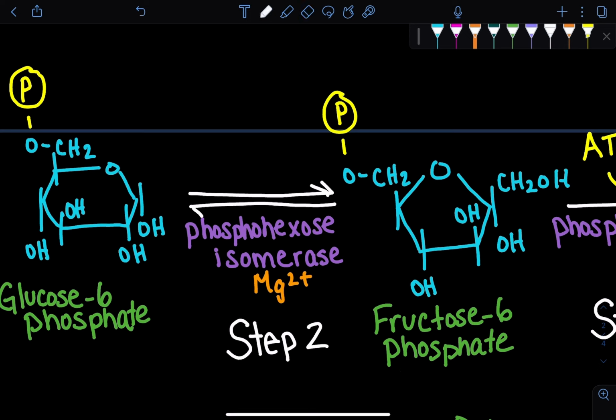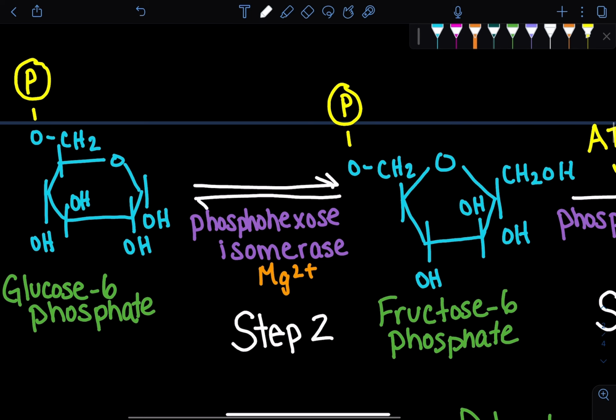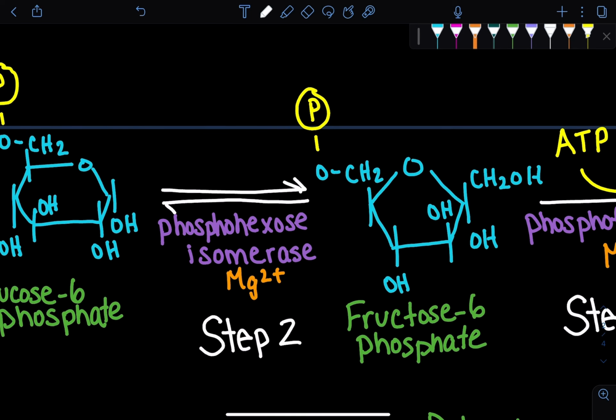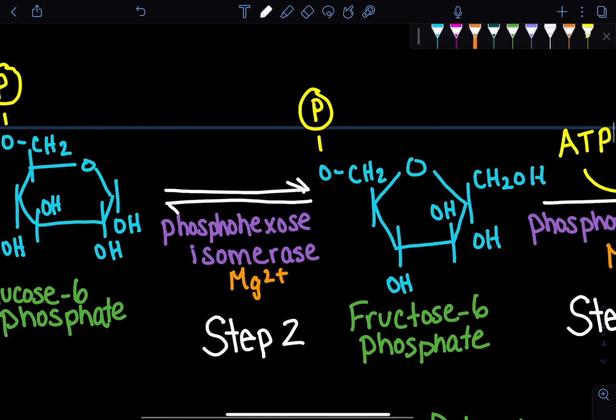And then it's hexose because we're dealing with 6 carbon sugars, and it's phospho because we phosphorylated. We are once again using magnesium 2+ to stabilize any charges. And then we get fructose 6-phosphate. Now, in fructose 6-phosphate, we can see that over here on carbon number 1, we have a hydroxyl group, and we can phosphorylate that hydroxyl group to get a symmetric molecule.